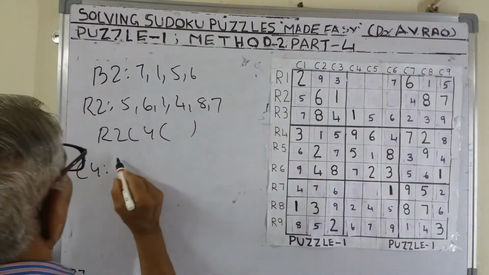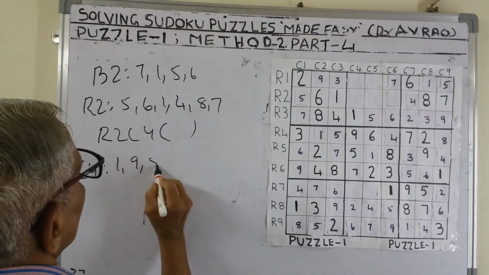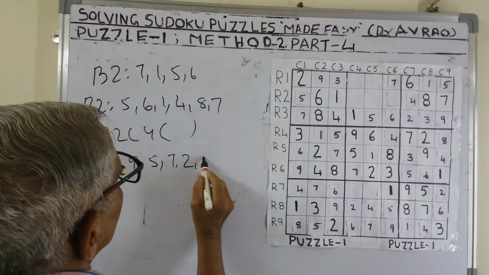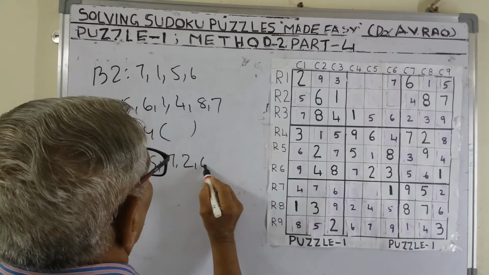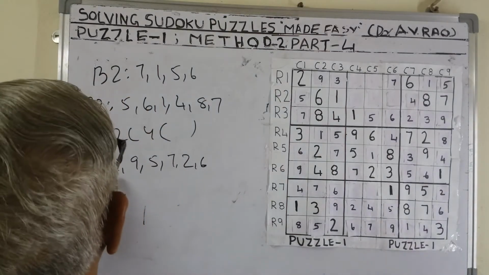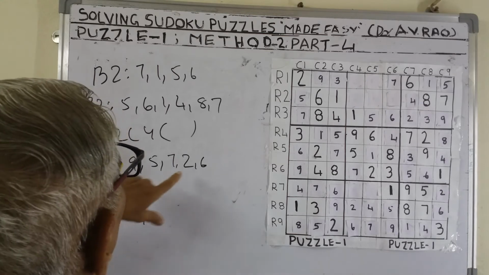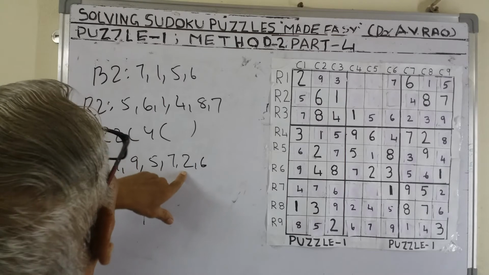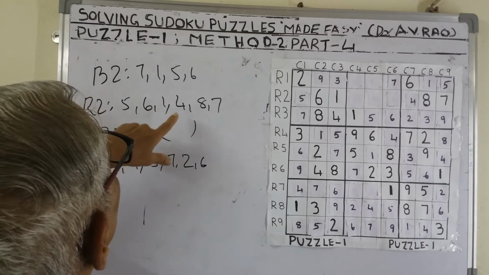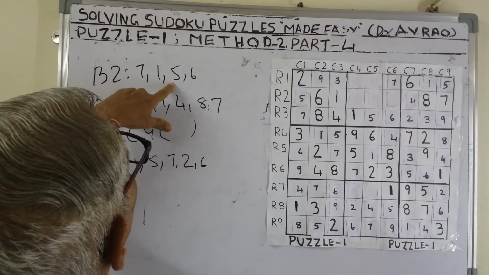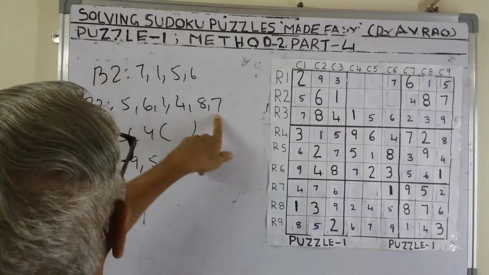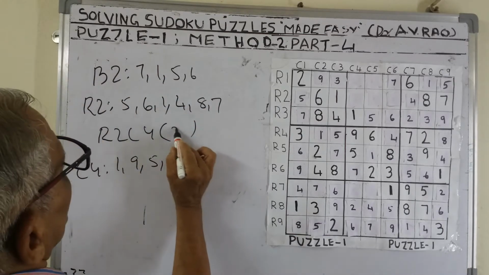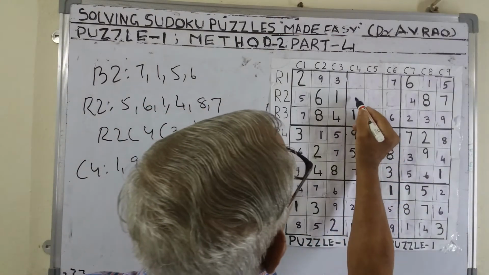1, 9, 5, 7, 2 and 6. So in this, 1 is present, 2 is present, 3 nowhere it is present, 4 is present, 5 is there, 6 is there, 7 is there, 8 is there and 9 is there. So this must be filled with 3. So let us fill 3 here.